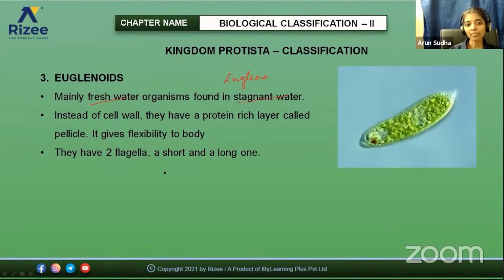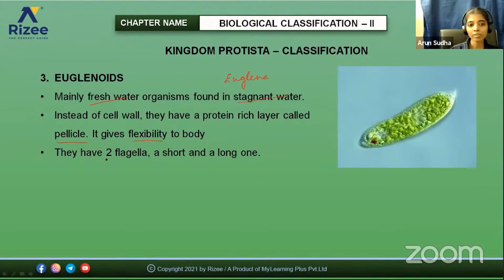And instead of a cell wall, the feature here is that they have a protein-rich layer called the pellicle. Pellicle is the outer layer instead of a cell wall. A cell wall gives rigidity to the cell, but if the pellicle is present, it gives flexibility to the body. So the organism is flexible because of the presence of the pellicle, which is an elastic layer. It's not such a stiff layer, so it gives flexibility to the body.